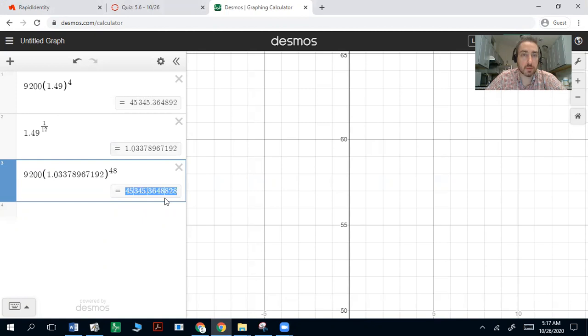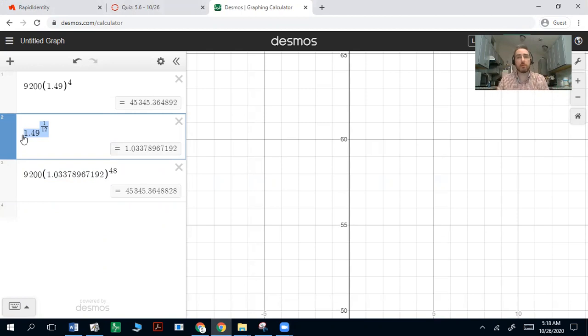45,345.36, 45,305.36. And maybe they're off by a little bit at the end because even when you round exponents at the end, this is still rounding it because there's only so many decimal places that Desmos is going to show. Those are the same thing. So getting it in equivalent rates and trying to figure out the base of the exponential function when it's in months is as simple as taking your yearly base, 1.49, and raising it to the 1/12th power.